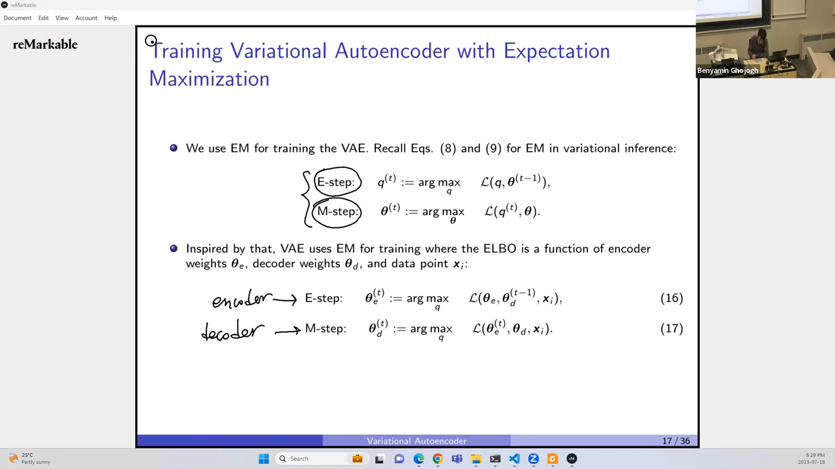Yes, as far as I remember. Yes, I'm right. So here, as you see, in the ES step I'm finding the weights of the encoder, theta E. In the decoder, in the MS step, I'm finding the parameters of the decoder, theta D. Okay, now my parameters are theta E and theta D.